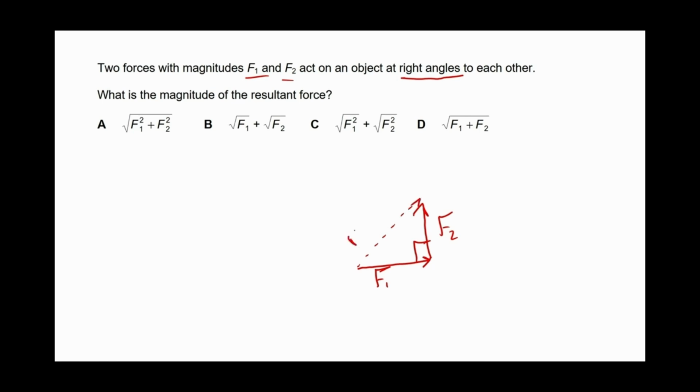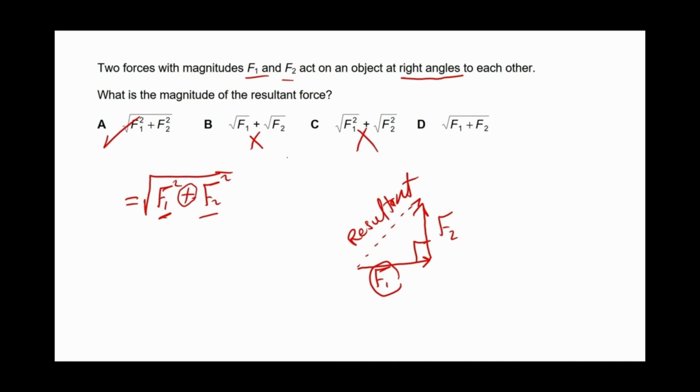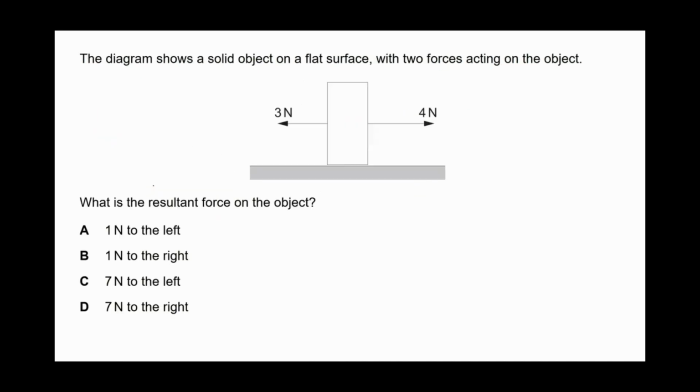The hypotenuse here is the resultant, and it equals the square root of F1 squared plus F2 squared. So it is the square root of the sum of the squared legs or vectors. So this is this one. This one is not correct. This one is not correct. This one is not correct. So A is the correct answer.